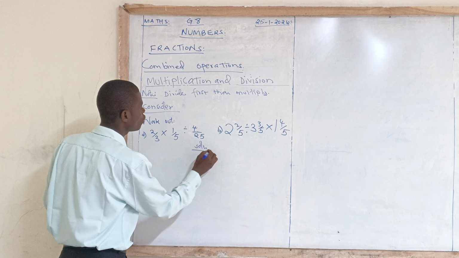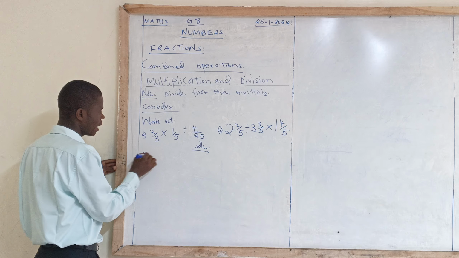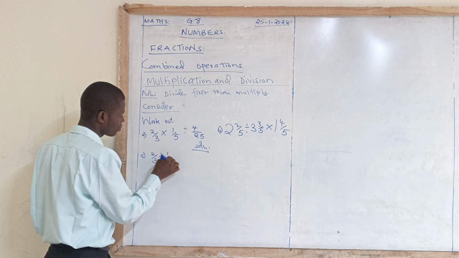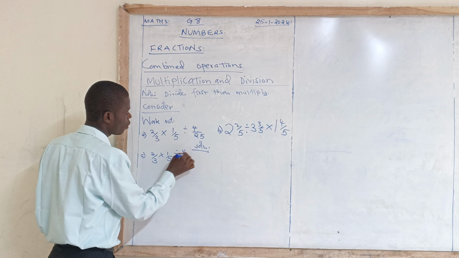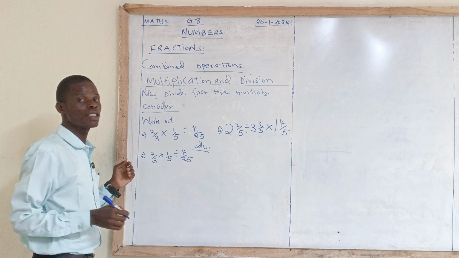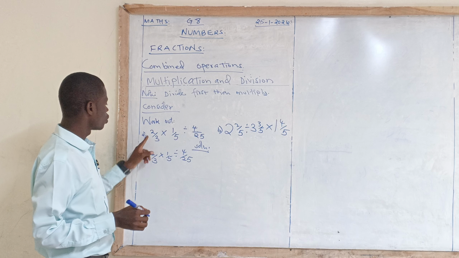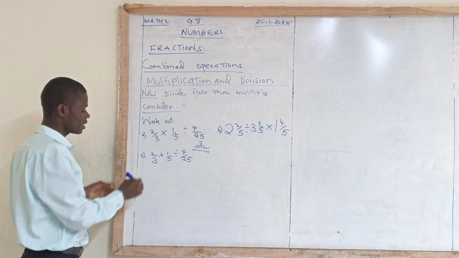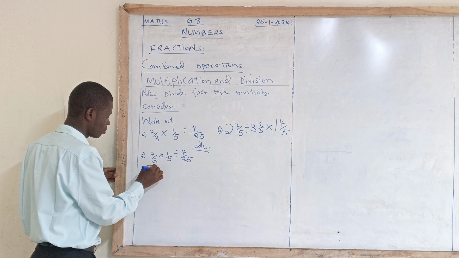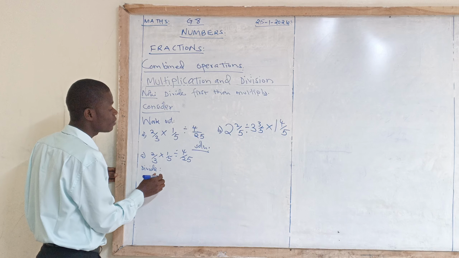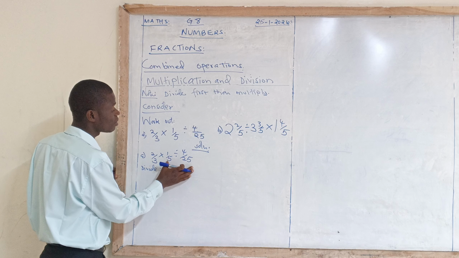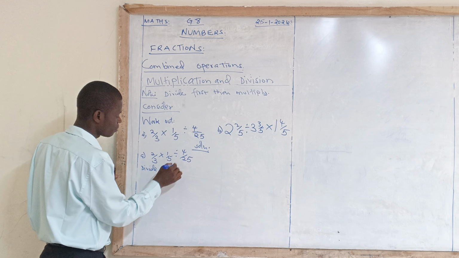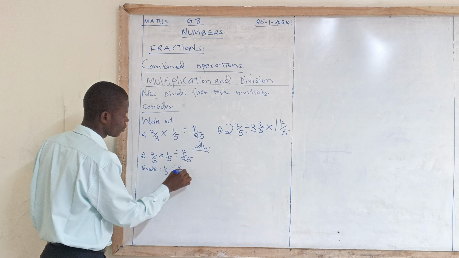Now, solution. A, we have 2 over 3 times 1 over 5 divided by 4 over 25. Ensure that one digit, if you mess, everything is wrong. 2 over 3 times 1 over 5 divided by 4 over 25. So first, divide. What are we dividing? 1 over 5. This is what is being divided. 1 over 5 divided by 4 over 25.